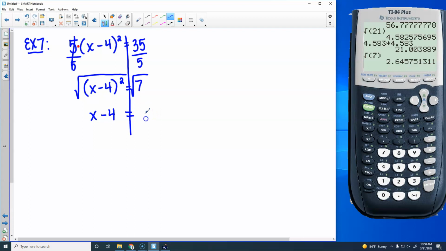Yep, 2.646. What am I forgetting? Plus or minus. If you forget that plus or minus, you'll get one of the answers correct, but you'll be missing the second answer, which means you'll only get half credit for it. So we're not done, but we do have a plus or minus. We cannot continue with a plus or minus. So, Julian, what am I going to have to do with that plus or minus?